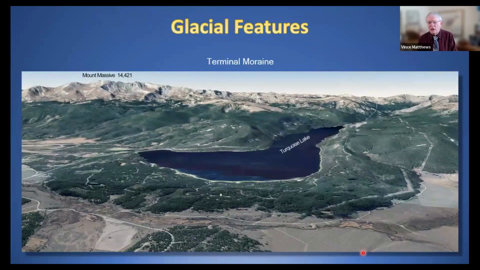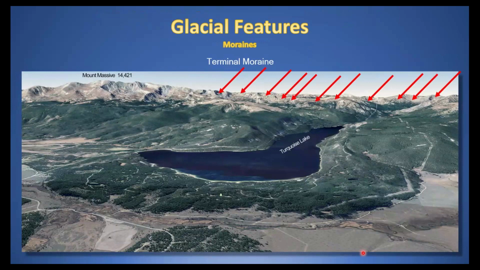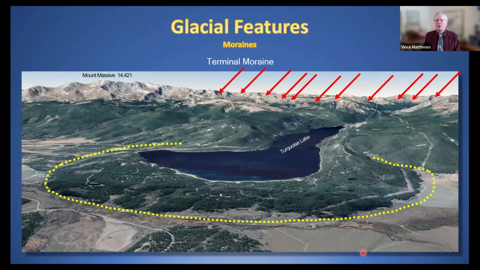And it's wonderful, and it's a great example. It's just shape-wise really neat. Here are the cirques up in the mountains that fed into the Turquoise Lake Glacial Valley to create this terminal moraine. Here are the lateral moraines. So this is just a fantastic place to go play around and look at glacial features.